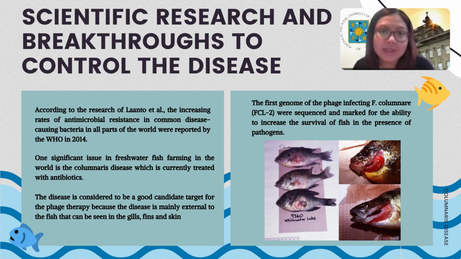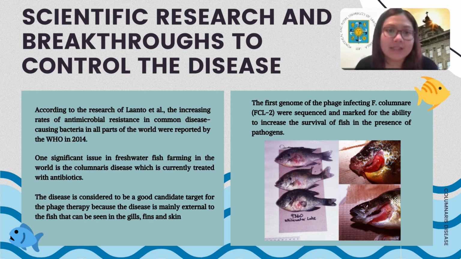One significant issue in freshwater fish farming in the world is Columnaris disease, which is currently treated with antibiotics. The disease is considered to be a good candidate for the target of phage therapy because this disease is mainly external to the fish, which can be seen in the gills, fins, and skin. The first genome of a phage infecting Columnaris, FCL2, was sequenced and marked for the ability to increase the survival of fish in the presence of pathogens.